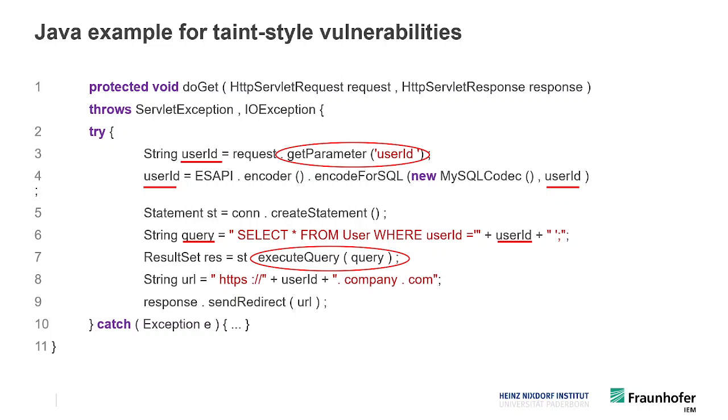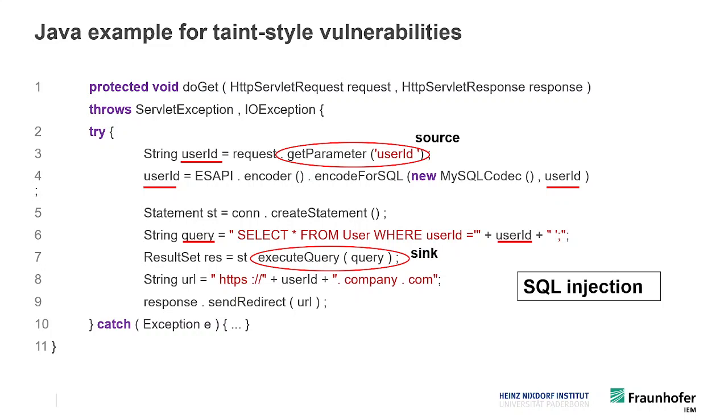So as I said, this getParameter could be specified as source, and this is an external source type. And then we have a sink here, the execute query statement, which is a typical sink for SQL injections. So we have an operation with an SQL database, and our taint analysis should now find this as an SQL injection vulnerability.